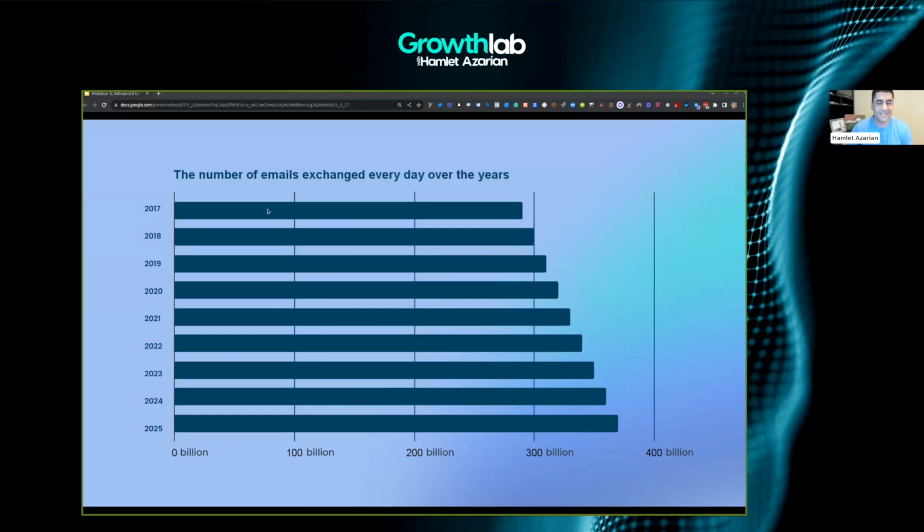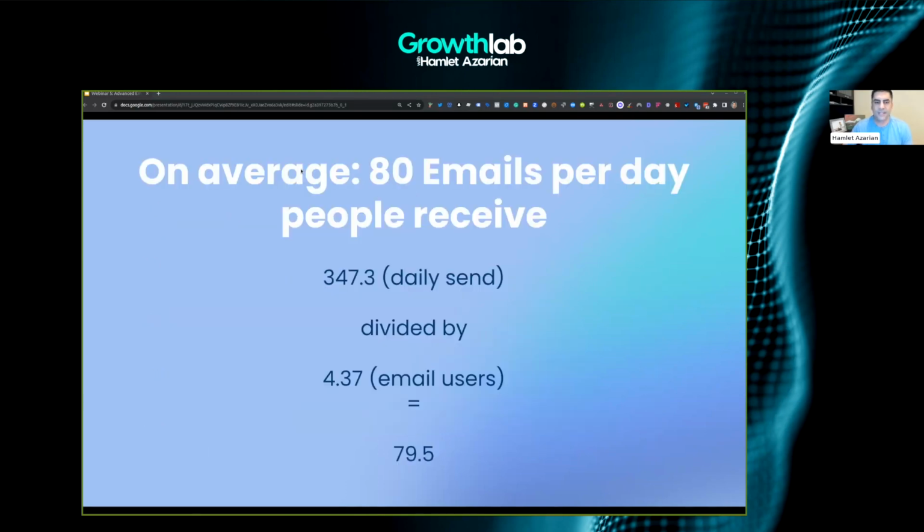Lastly, this is the number of emails that change by day. This is substantial. If you look at this, literally daily, the number of emails that are being sent out, we're talking about 330 or so billion emails going out. It's massive. Why am I showing you all these numbers? Because if you take an average, people are getting close to 80 emails per day. That's your competition when you're sending emails. There are 80 other emails ending up in the inbox, right? There's 347 billion daily sends occurring, and roughly 4.37 billion active email users, which gets us to around 79.5 emails on average that people are receiving per day. So keep that in mind as we go through all of these different things.